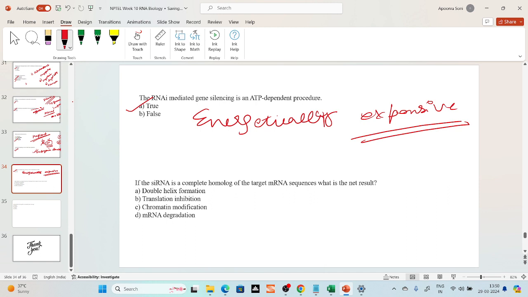net result? Double helix formation, translation inhibition, chromatin modification, or mRNA degradation? Try to answer the question. First, read the question carefully and then answer.